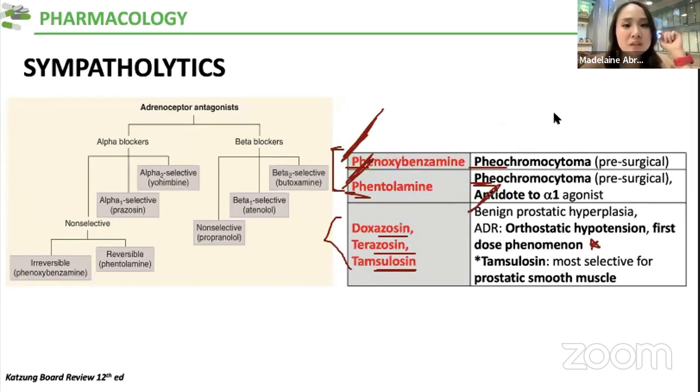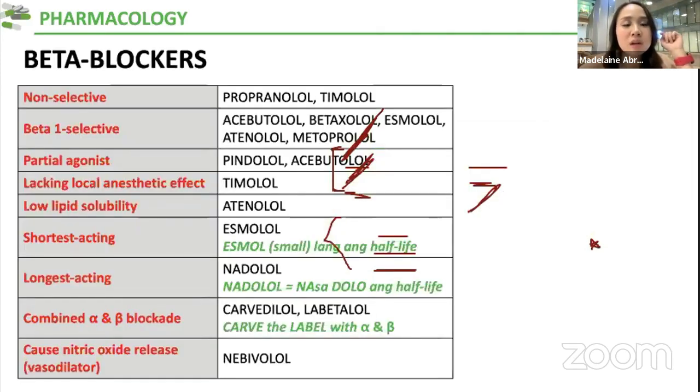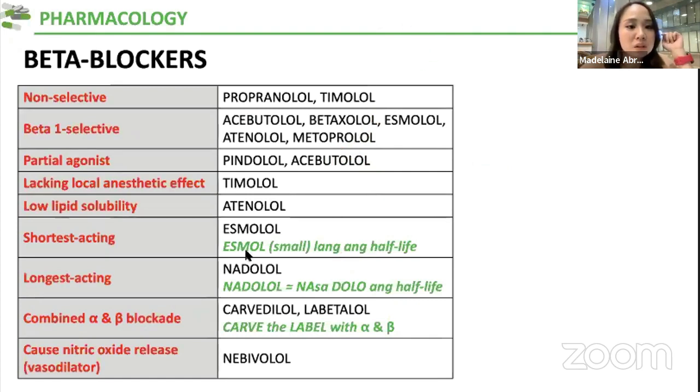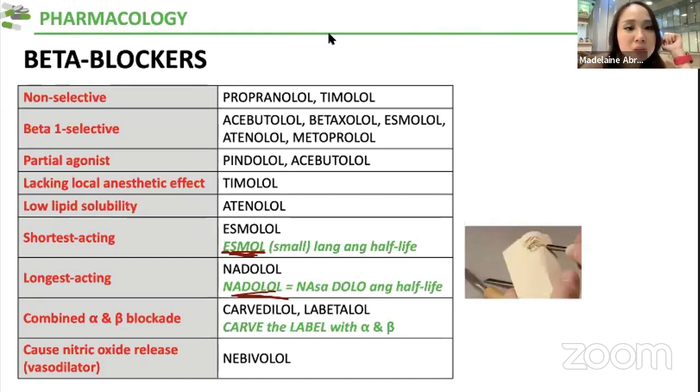Alpha-1 blockers. Okay? So your beta blockers include the following. Emphasize ko na lang, no? Since this is summary lecture. Small as half-life. Nadolol, nasa dolo ang half-life. Then palatandaan ko dyan: carve the label. So carve the label, kasi your carvedilol and labetalol have alpha and beta blockade. So special sila kasi they block both alpha and beta.